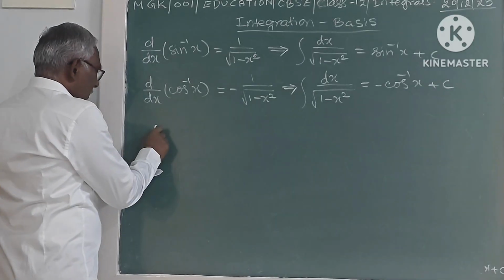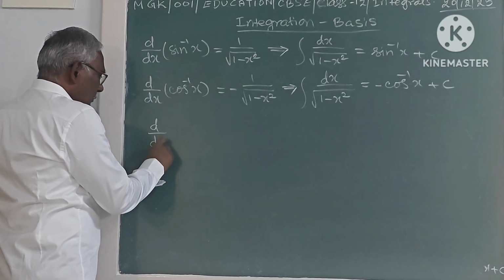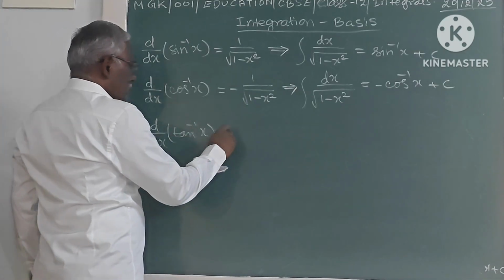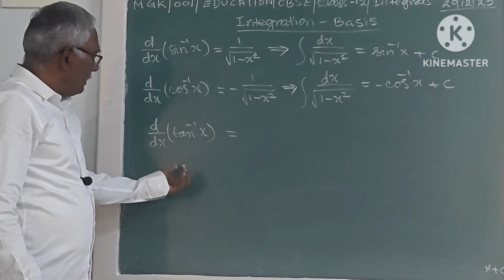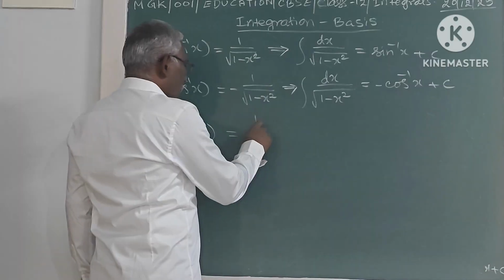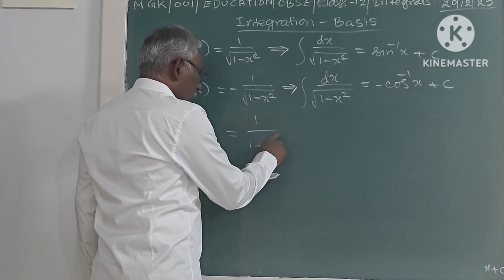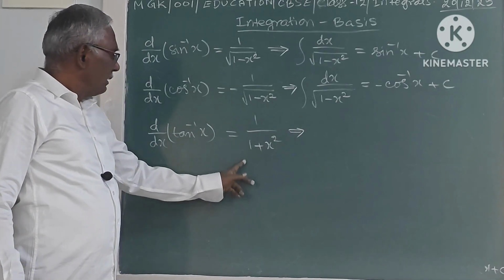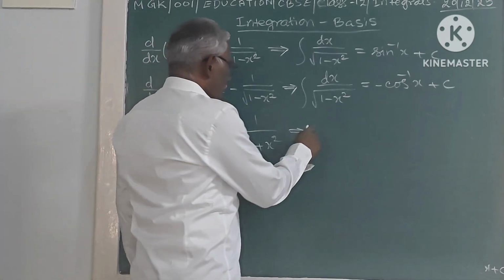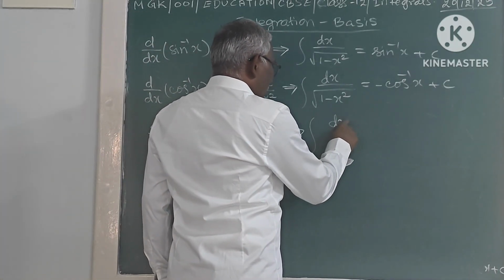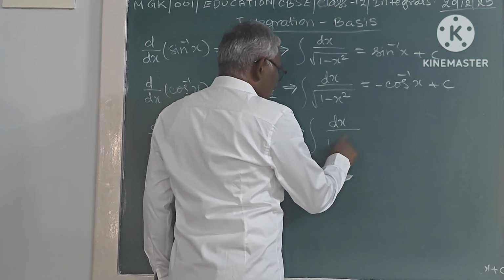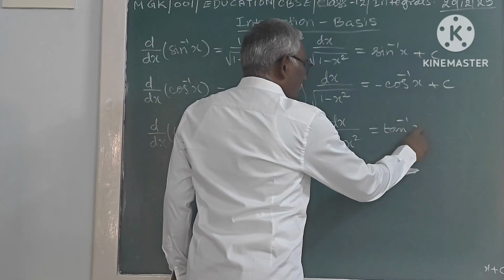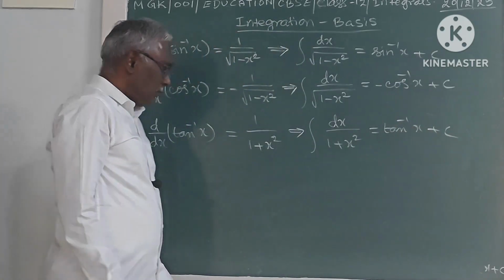So, what is the differentiation of tan inverse x? We know differentiation of tan inverse x is 1 by 1 plus x square. So integration of this is nothing but tan inverse x. Integration of dx by 1 plus x square is equal to tan inverse x plus constant.